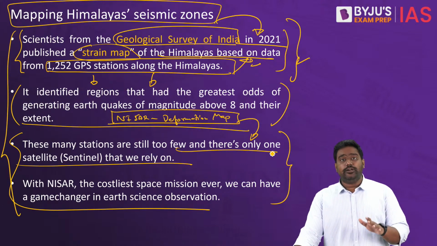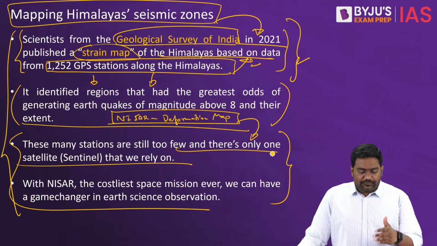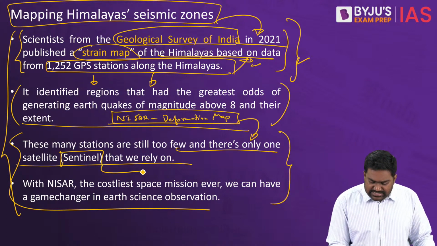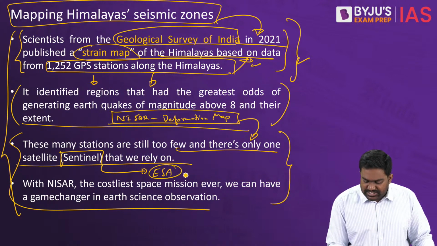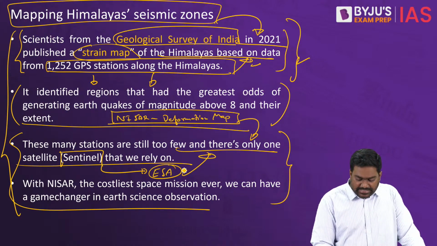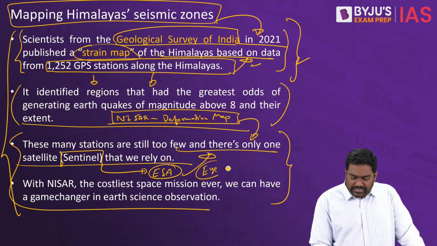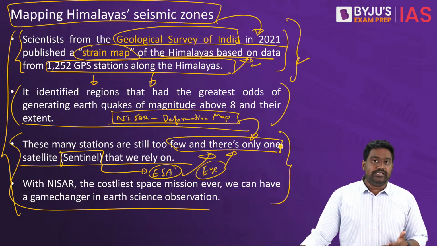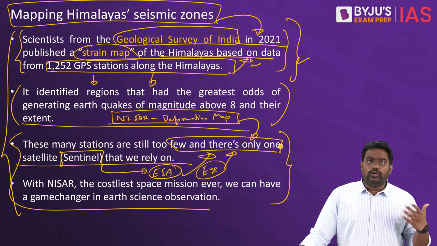Currently, we have very limited resources to do this. Apart from this strain map developed by the Geological Survey of India, we rely on the Sentinel satellite of the European Space Agency, which is more expensive. The Sentinel satellite has helped India keep an eye on the Himalayan belt, especially with regard to the seismic activities. But this is not a long-term option for India.